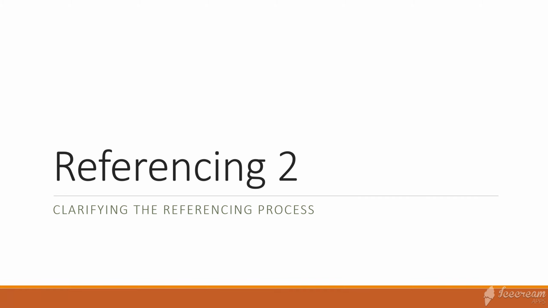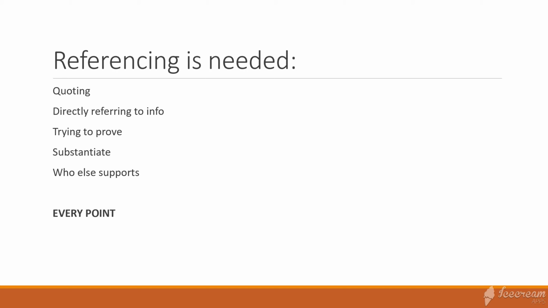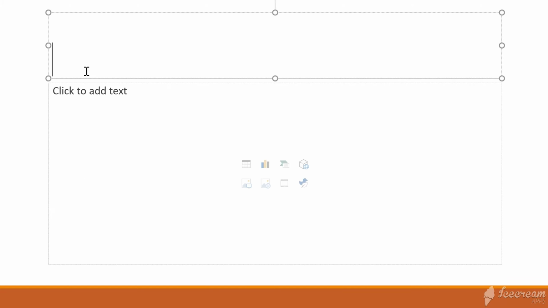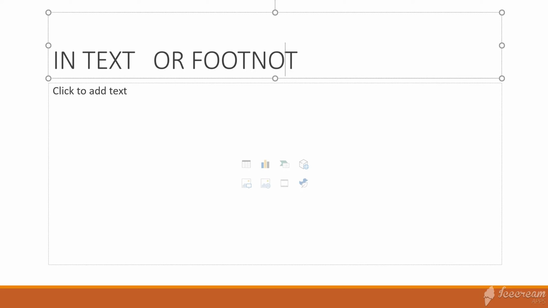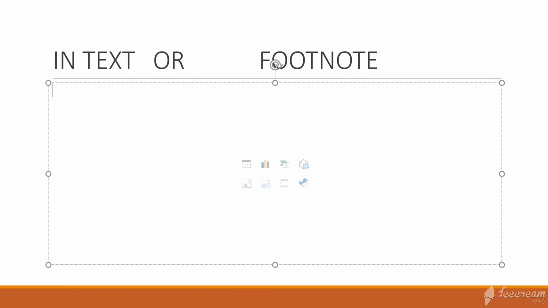So we've talked about why we reference, and I've shown you some examples of when you might be referencing. Third thing we need to now consider is the types of referencing. Generally speaking, we've got two types, in-text or footnote. Each has a pro or con of using it, okay?